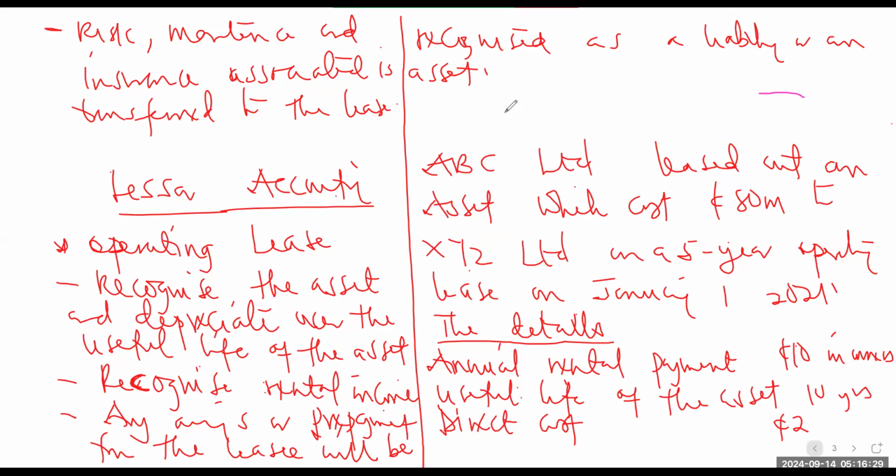Which period are we going to be using? The direct cost that has been incurred to make the asset ready for use by the lessee. Is it going to be amortized over the entire useful life of the asset or over the lease period? I think it's going to be over the lease period. Over the what? Lease period. Okay, so it will be over the lease period because we are incurring this cost because of the lease arrangements.